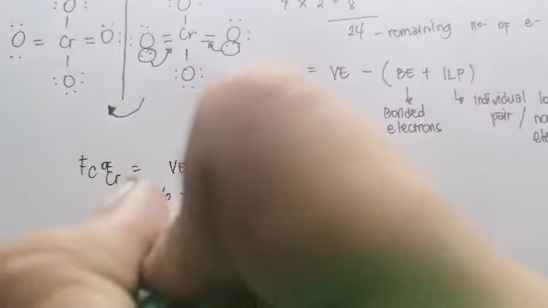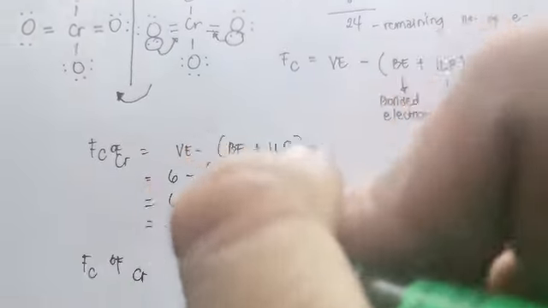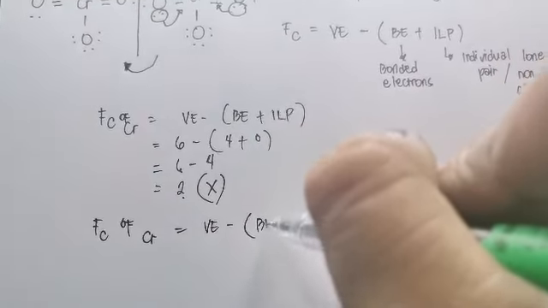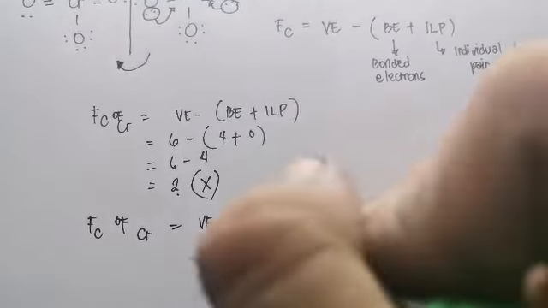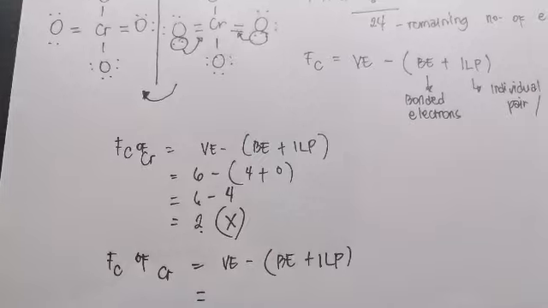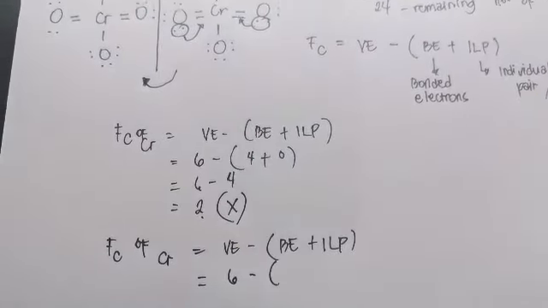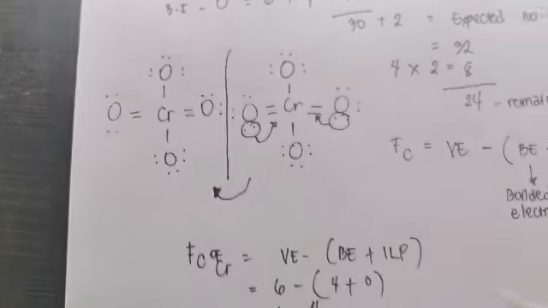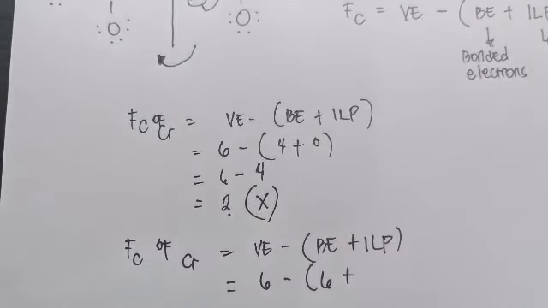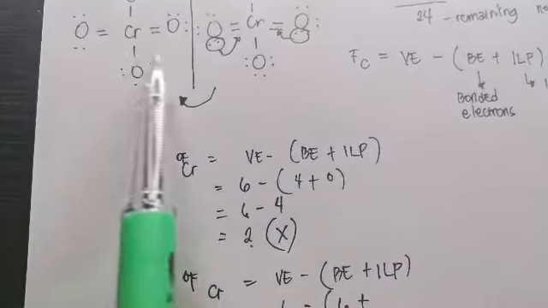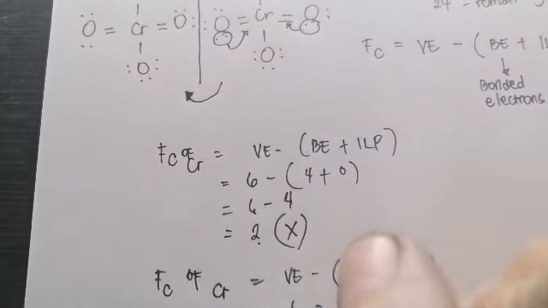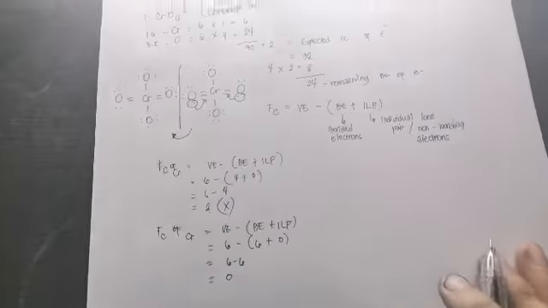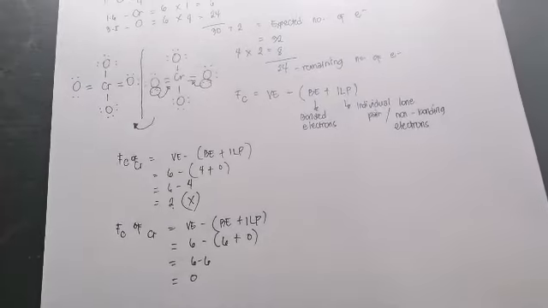So now, same formula that you are going to use. Formal charge of chromium is equals to the valence electron minus the bonded electrons plus the individual lone pair. So what is now the valence electron? Yes, 6. You have the bonded electrons of chromium. We have 1, 2, 3, 4, 5, 6. So you have 6 here. So how many individual lone pairs? Wala, 0 pa yan. Okay, so you have 6 minus 6, so equals to 0. So ayan, si central atom ay 0 na.